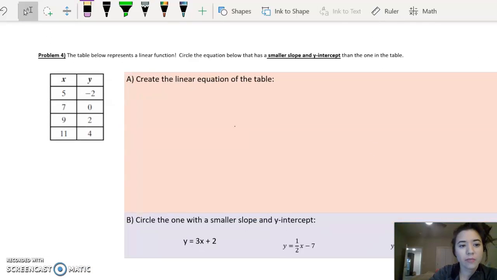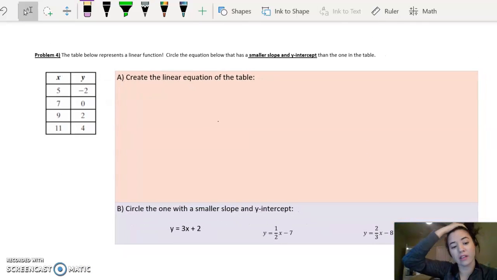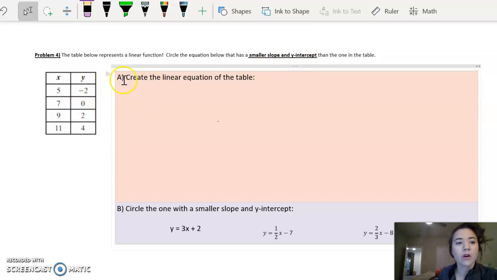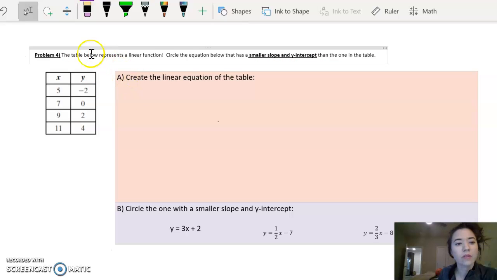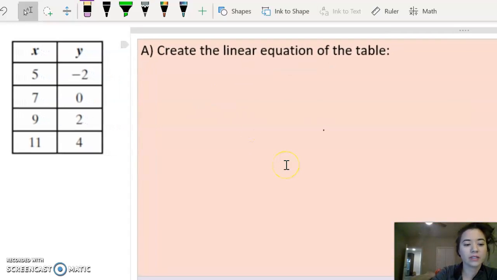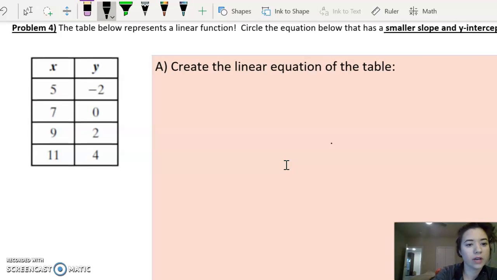All right, so we have problem 4. The table below represents a linear function. Circle the equation below that has a smaller slope and smaller y-intercept. Okay, so first up, the table represents a linear function. If I'm trying to convert the slope and y-intercept, I need to find the slope and y-intercept from my table. So let's go ahead and find the slope here.